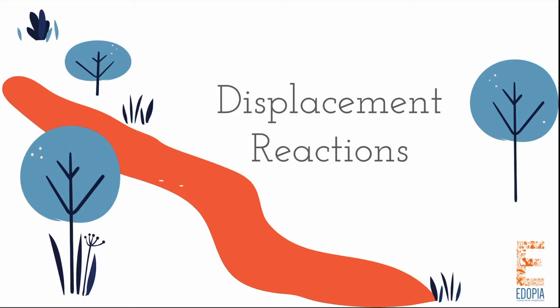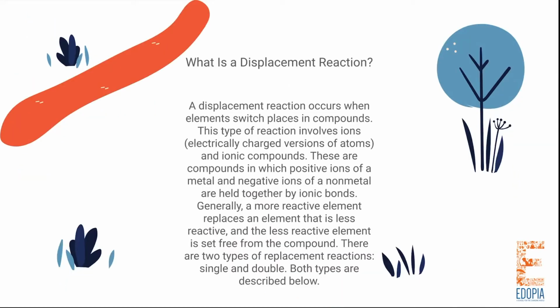Hello everybody. In this lesson, we're going to study displacement reactions, what they are and why they occur. What we need to know is what exactly is a displacement reaction. So a displacement reaction occurs when elements switch places in compounds.